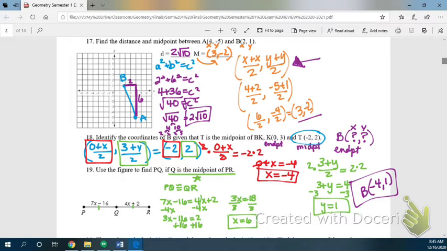That feels like our final answer, but remember, they always ask for extra stuff. They want us to find PQ. Yes, x equals 6, that's wonderful, but they want to know what PQ is. That's this length. So you need to take that 6 and plug it in. For PQ, we'll have 7 times x, which is 7 times 6, minus 16. And that simplifies to give us, let's see, 42 minus 16, 26. Very good. All right, moving on.